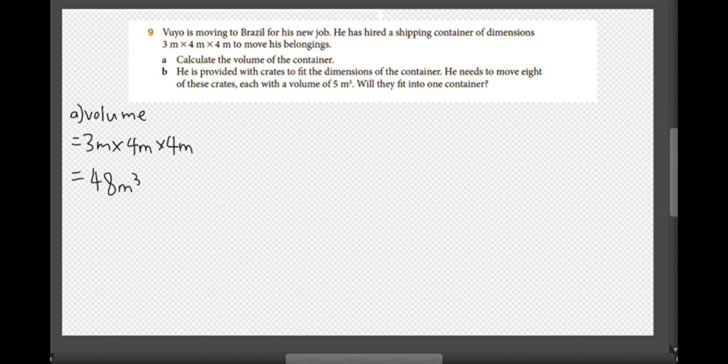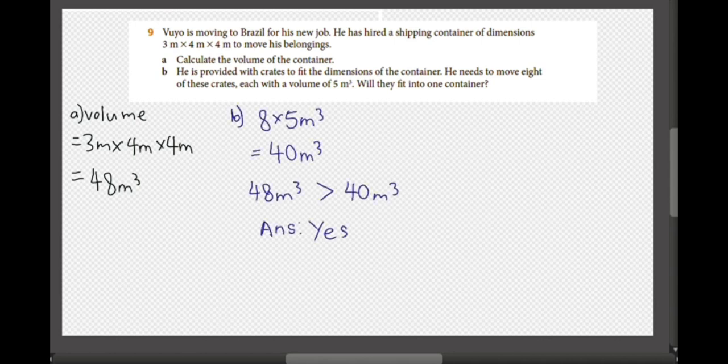Now moving on to question B. Question B says that he is provided with crates to fit the dimensions of the container. He needs to move 8 of these crates, each with a volume of 5 meters cube. Will they fit into one container? Now let's look at the calculations. Here it says that the volume of one crate is 5 meters square, and he needs to fit 8 of these crates into the container.